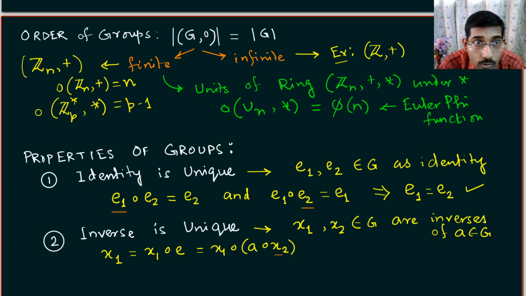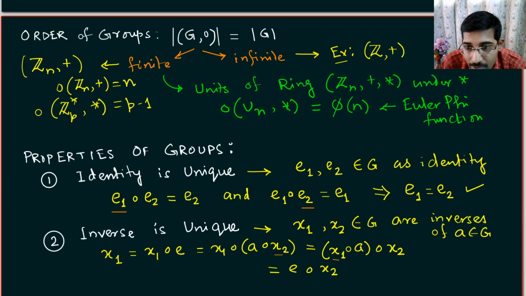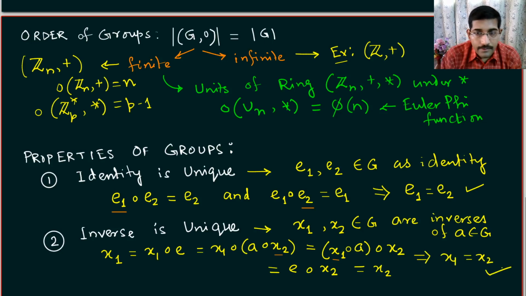Now I go with the associativity principle and do it this way. Associativity will give me this. Now I know that x1 is my inverse of A. So this will give me E O x2, which is basically the element x2. So I have proven that this implies x1 is equal to x2, so the inverse is unique. Let us move on and see some other properties of the group as well.